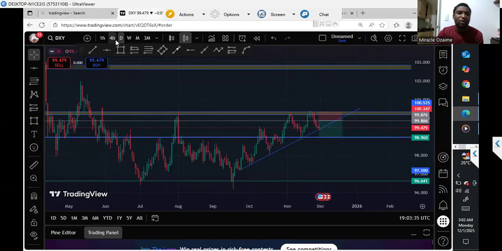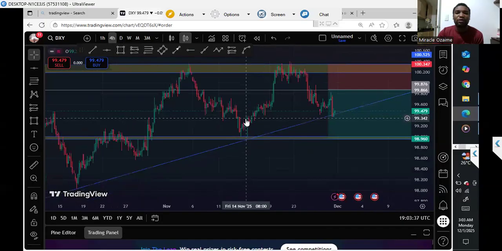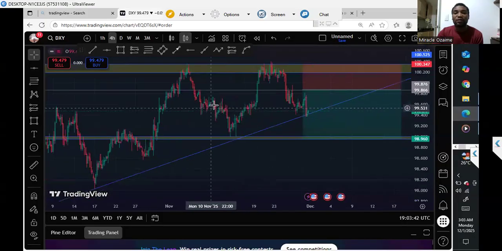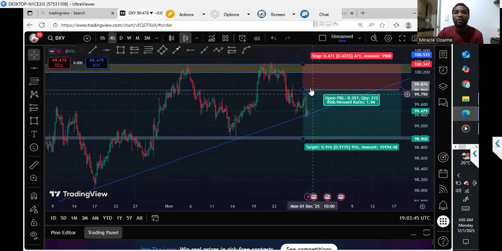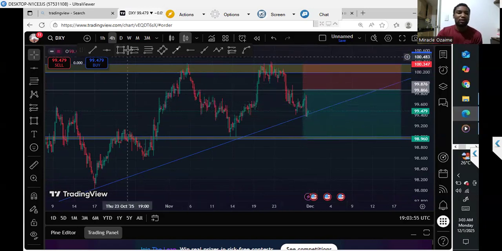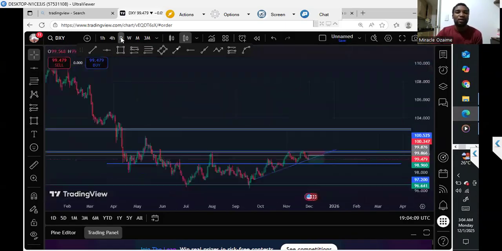fall back down. On the 4 hour time frame, it's almost the same as Euro USD. I'm just looking for something nice, a chart pattern or a candlestick formation around this area to take the sell. It's almost the same thing as Euro USD because I cannot take a sell on DXY. I'm taking the buy on Euro USD because DXY is the opposite of Euro USD.